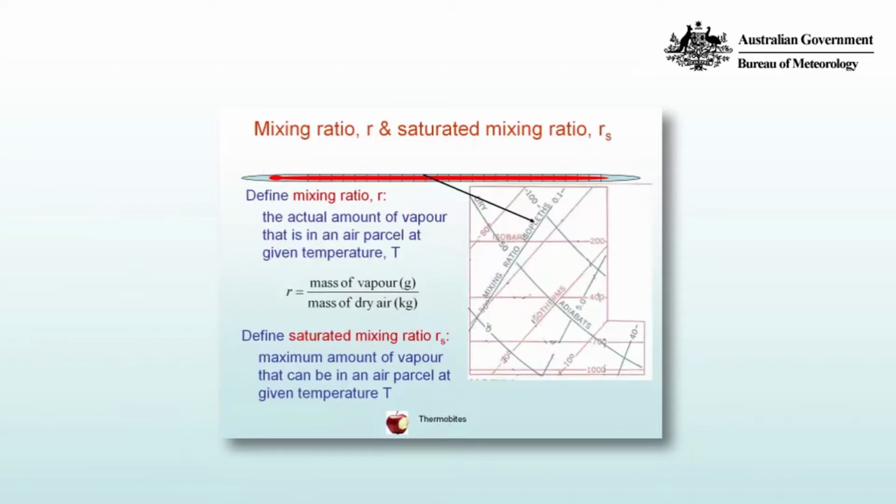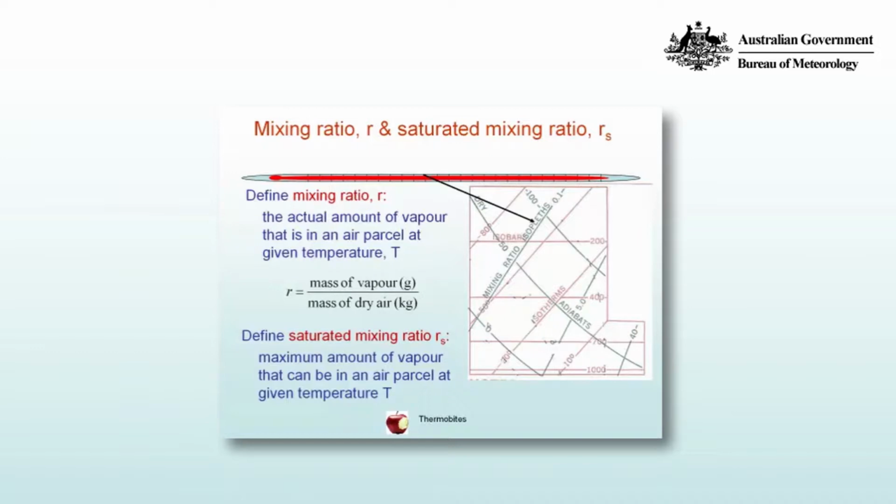So let's define the mixing ratio as the actual amount of vapour that is in an air parcel at a given temperature T. And so R is the mass of vapour in grams over the mass of dry air in kilograms. Shown on the right is a skew T log P aerological diagram with the isobars running horizontally, the isotherms at a skewed angle, the sloping dry adiabats, and then the skewed mixing ratio isopleths, and shown there is 0.1, 5 and 40 grams per kilogram of water vapour.